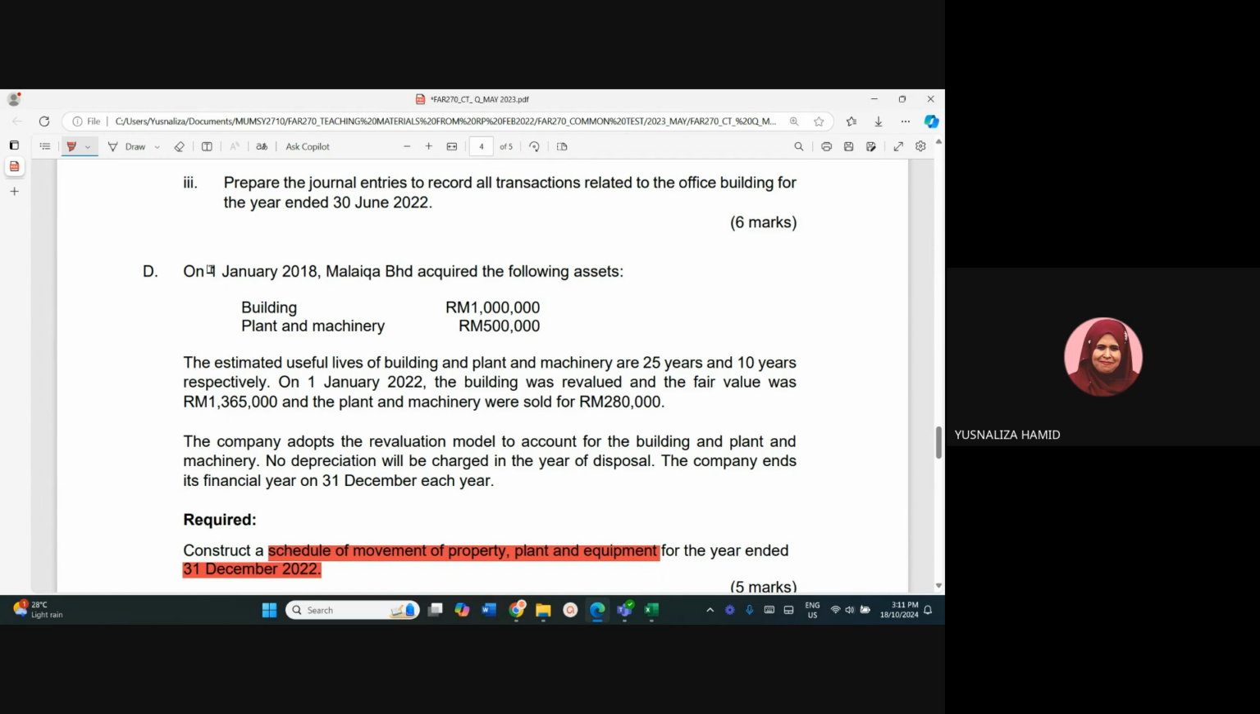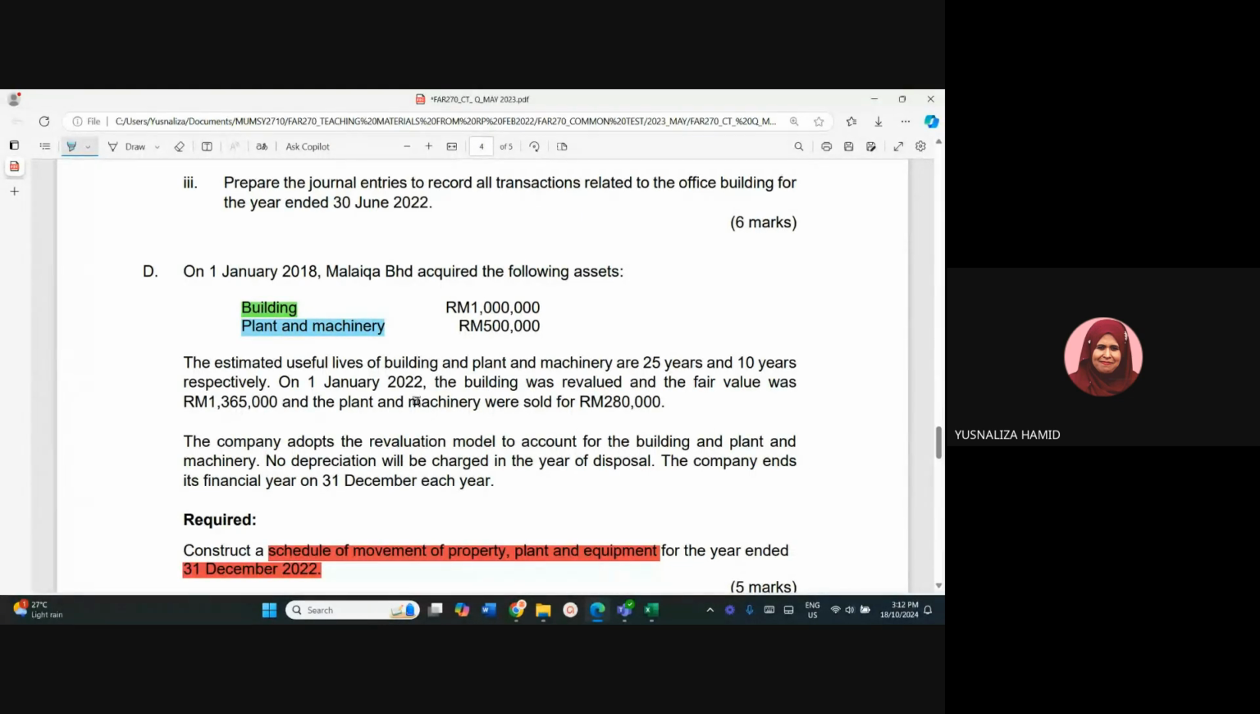So look at the information given. Your information here is on PPE. Look at the assets that you have. You have the asset, building, and then you have another asset, plant and machinery. We want to decide how many columns we need. If you read further, you will see that there are no new acquisitions. There was revaluation and just disposal.